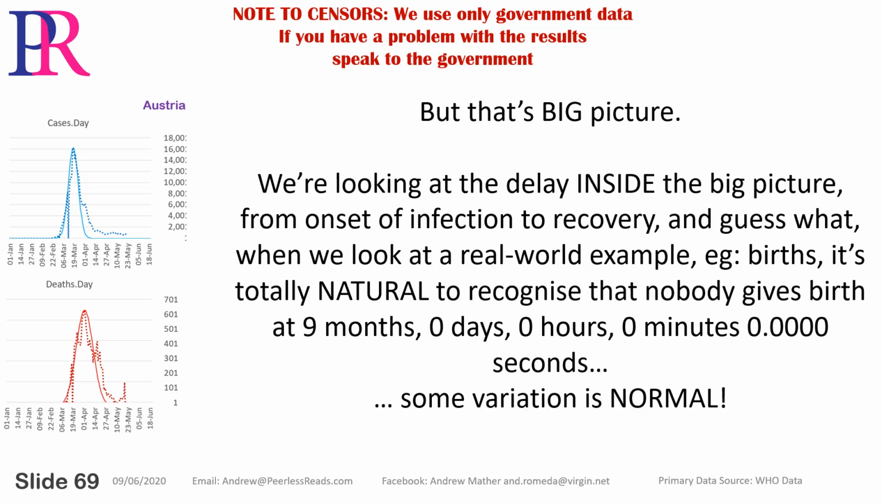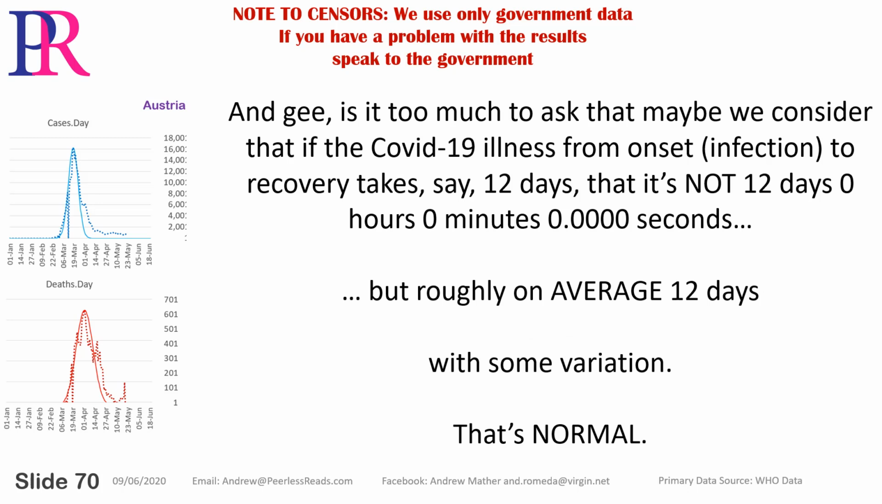But that's big picture. We're looking at the delay inside the big picture from onset of infection to recovery. And guess what? When we look at a real-world example, e.g. births, it's totally natural to recognize that nobody gives birth at 9 months, 0 days, 0 hours, 0 minutes, 0.00000 seconds. Some variation is normal. And gee, is it too much to ask that maybe we consider that if the COVID-19 illness from onset infection to recovery takes, say, 12 days, that it's not 12 days, 0 hours, 0 minutes, 0.000 seconds, but roughly, on average, 12 days, with some variation.